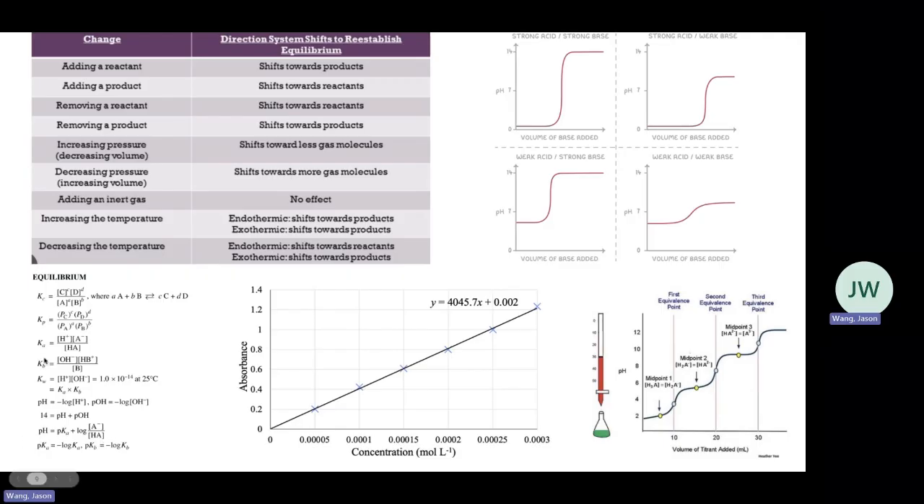And on top, you have calculations with equilibrium constants. Those are all very useful and you should keep them in the back of your mind. You should either have this memorized or have it on your formula sheet.